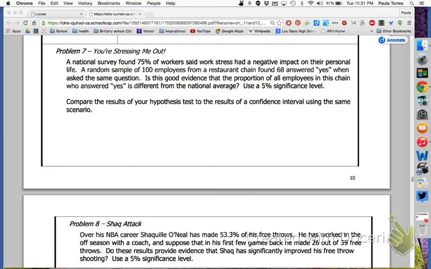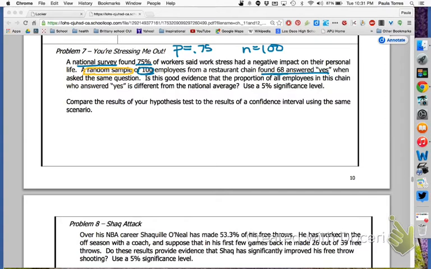So as I read this first problem, of course, I want to circle, star, highlight, underline things. And so I notice the 75%, and since that came from national numbers, I would consider that to be the population value. And then I note my favorite words, random sample of 100, so my n is 100. And then found 68 answered yes.